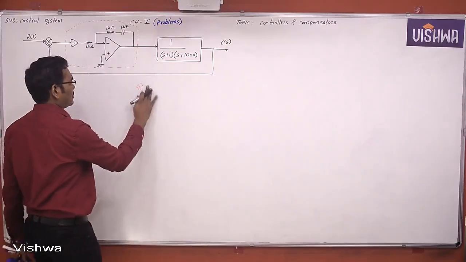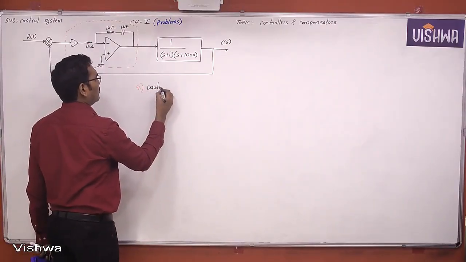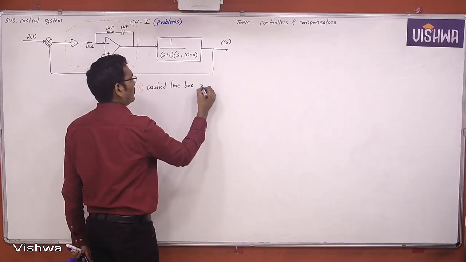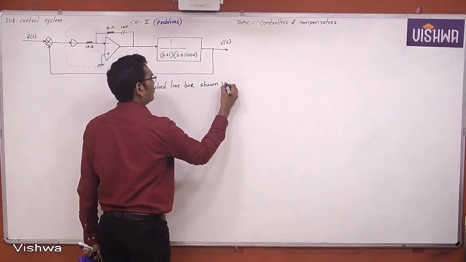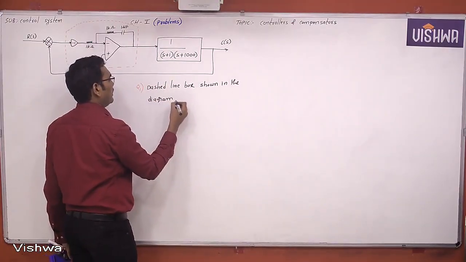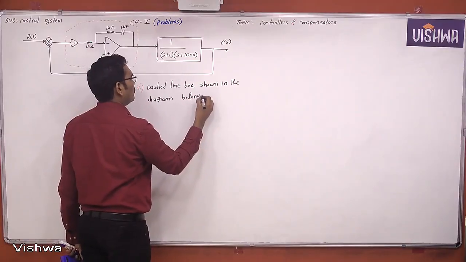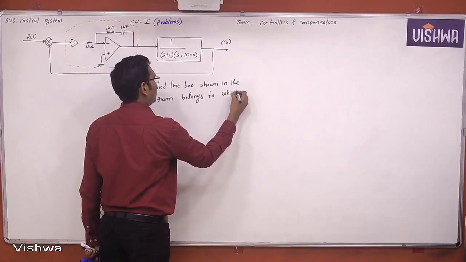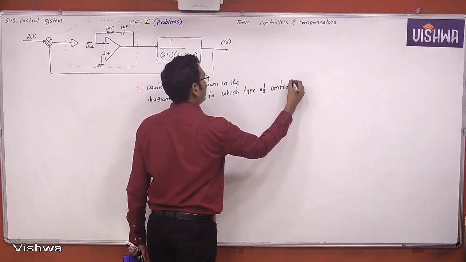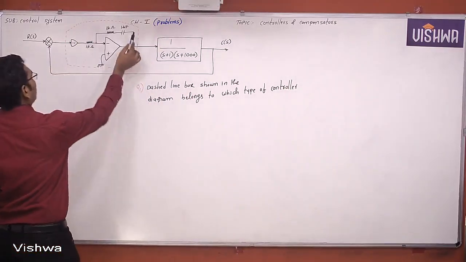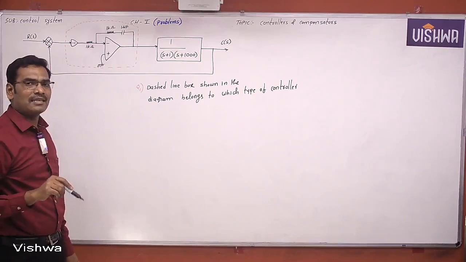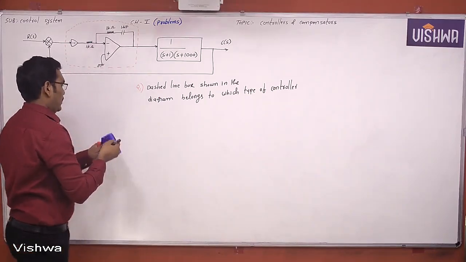Question number 1 is, the dashed line box shown in the diagram belongs to which type of controller. Now first you observe the questions. Okay, so one box is given and one circuit is there in this dashed line box, and that dashed line box belongs to which type of controller. That is question number 1.